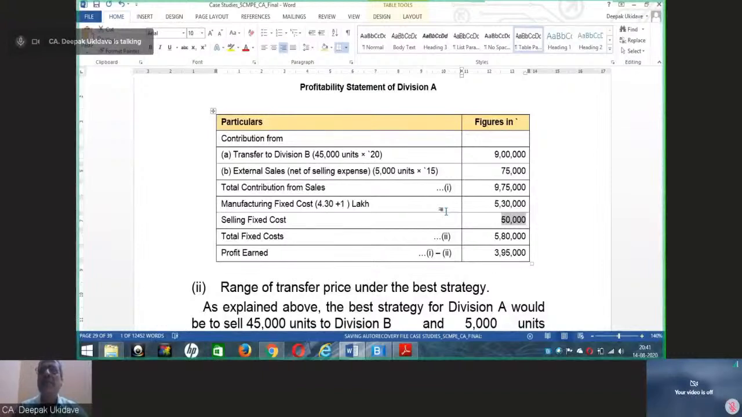At 10,000, management of division A is indifferent between the option of variable cost or the option of fixed selling cost, right? But beyond 10,000, the option of fixed cost is preferable, and below 10,000 for internal transfer, the option of variable cost. In this case, 50,000 capacity is being utilized, and therefore we go for the option of fixed cost, and therefore fixed selling cost of 50,000.